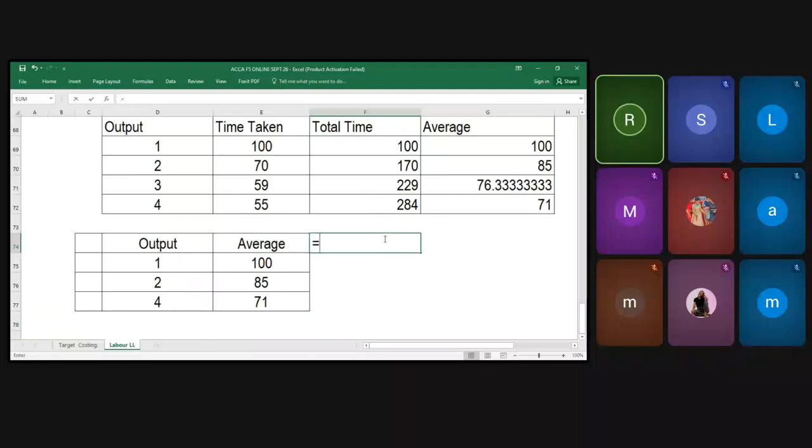Here it equals last average 71 divided by first average 100, to the power of open bracket, number of observations, which is 3, minus 1. I'm left with 2. So my learning rate is 84.26. That is what I have as my learning rate.